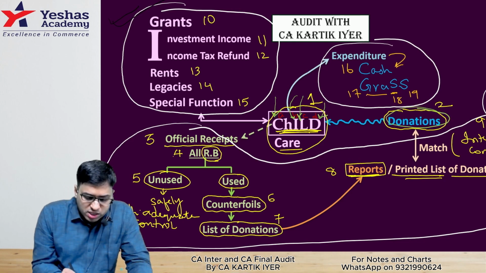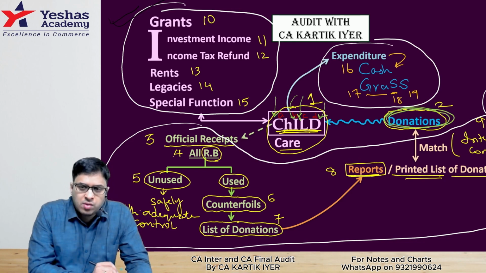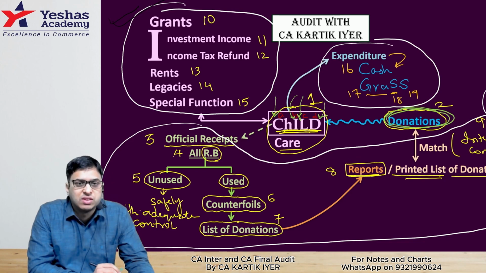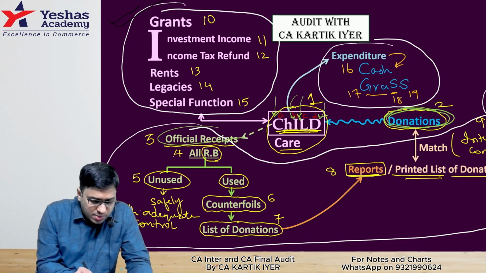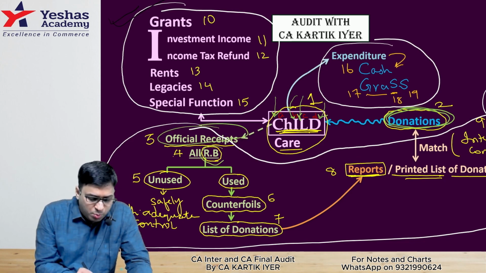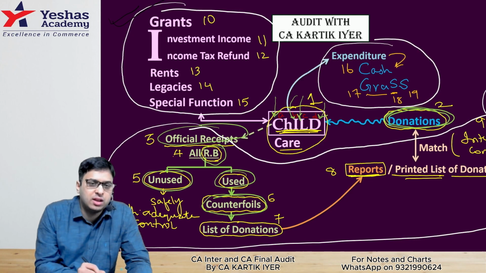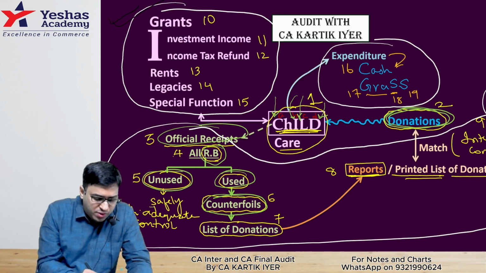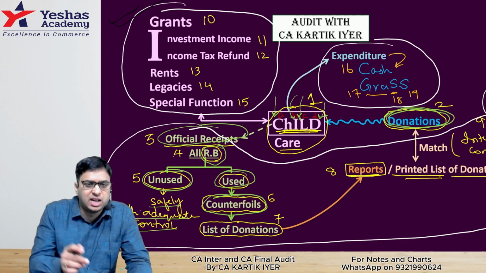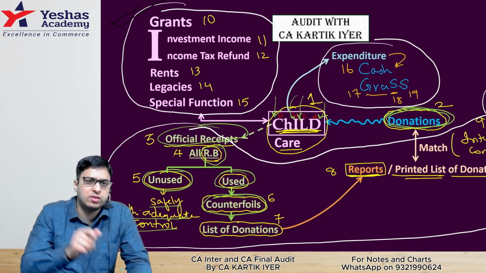Any donation that we receive from the donors, whether an official receipt is given against that or not. So that is official receipts. Official receipts will come from the receipt book. Receipt book, if it is getting used, then we'll have to check the counterfoil. If it is unused, then the receipt books have to be kept safely with adequate control. Basically, in a drawer with a lock, we should keep it.